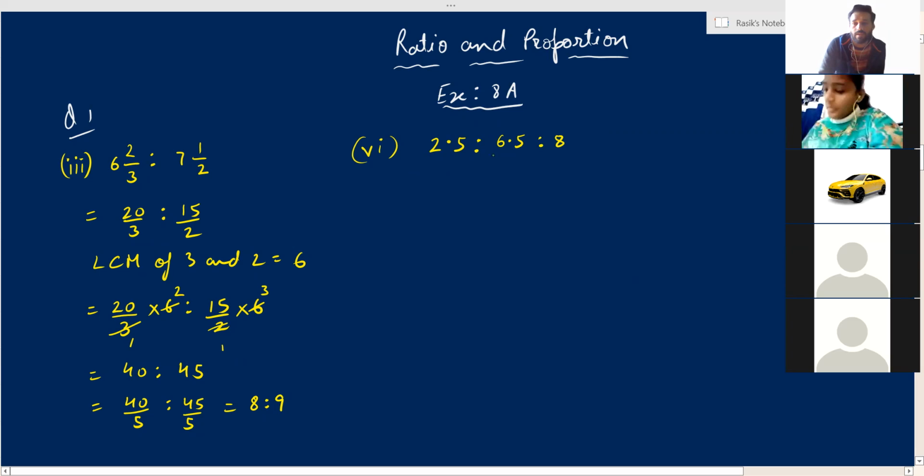Now, as you can see, there is a decimal in the first and second term. So let's multiply the whole ratio by 10. 2.5 into 10 ratio 6.5 into 10 ratio 8 into 10.